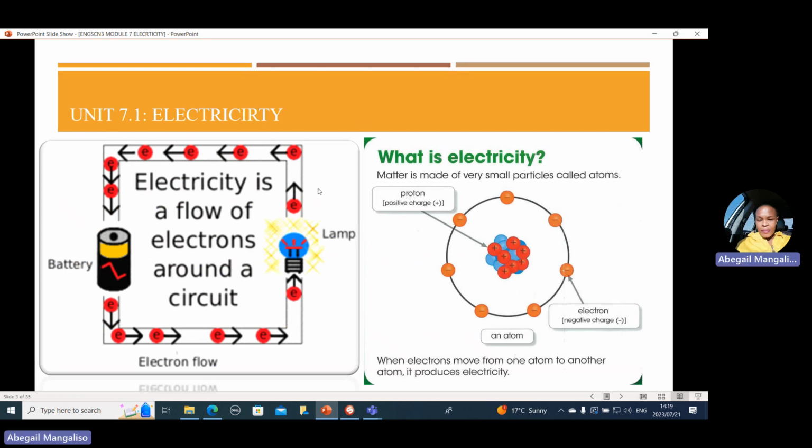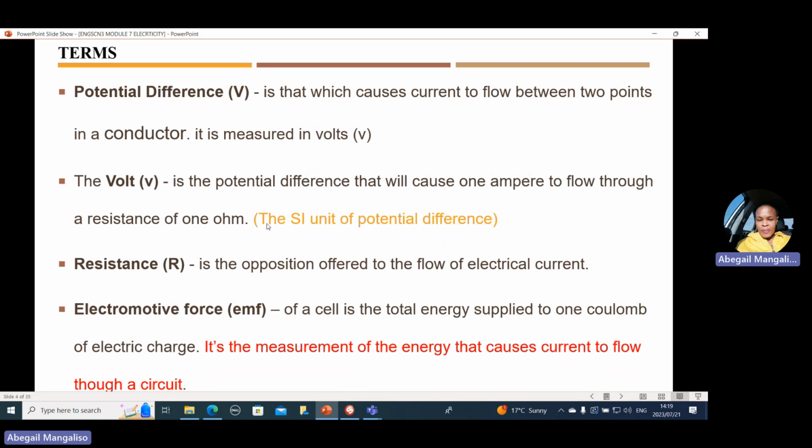You must be able to define electricity. It is defined as a flow of electrons around a circuit. The important terms, you must be able to define and calculate this concept.